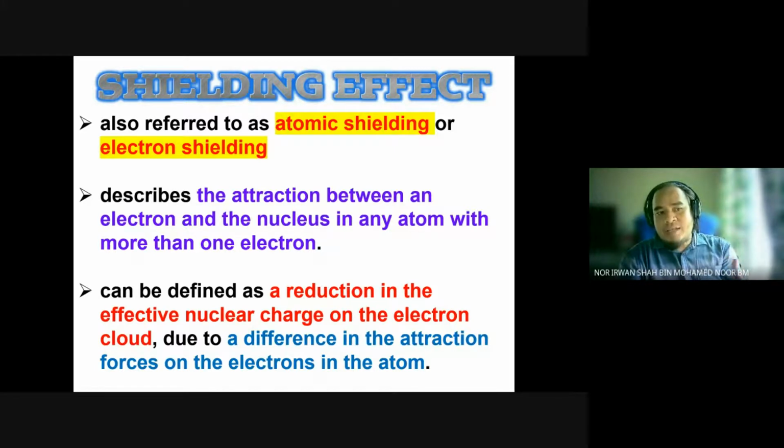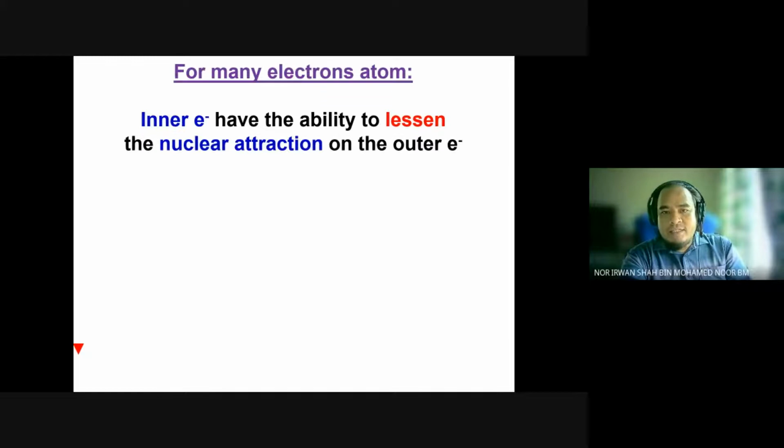Okay, nanti kita akan tengoklah. Tak apa, no worries guys. After this, I'm going to explain to you how actually this shielding effect affects the size of atom. Nanti kita akan tengok. Kejap lagi. After this. Alright, seterusnya guys.